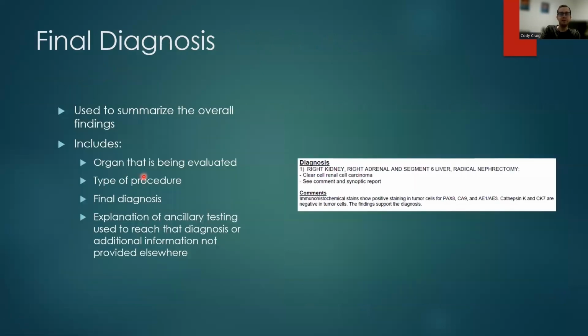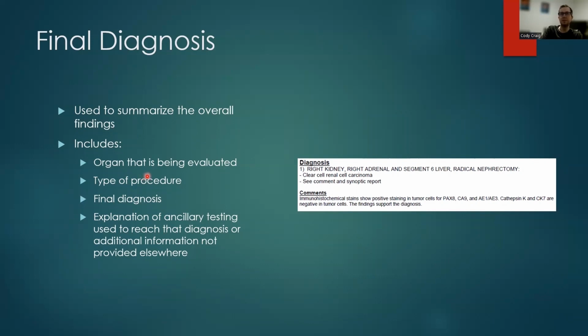Okay, so now that we've made a final diagnosis, we've taken the tissue, processed it, looked at it under the microscope, and we have the glass slides, we can finally give a diagnosis. So the final diagnosis is basically just a brief summary of the important findings that we have in our case.